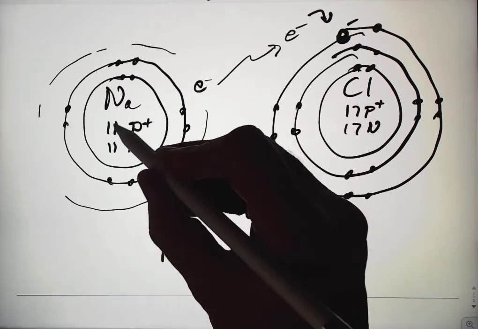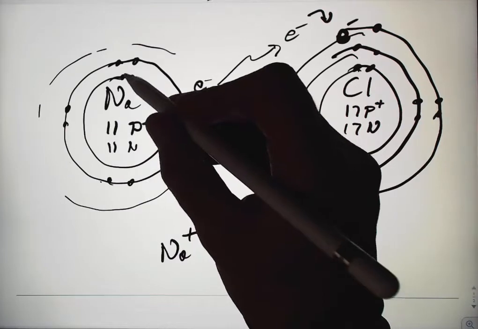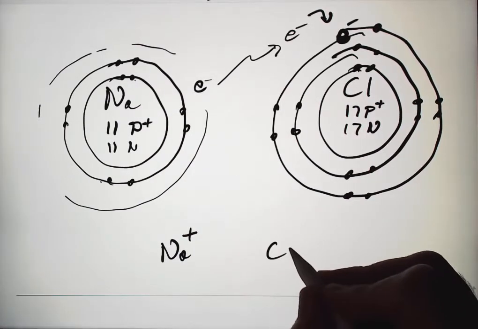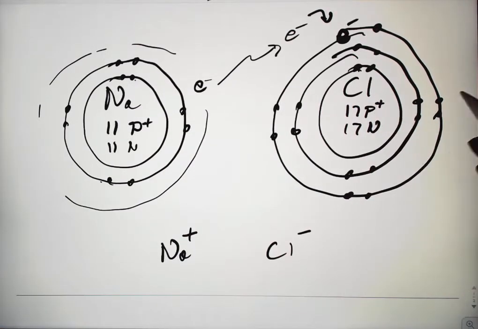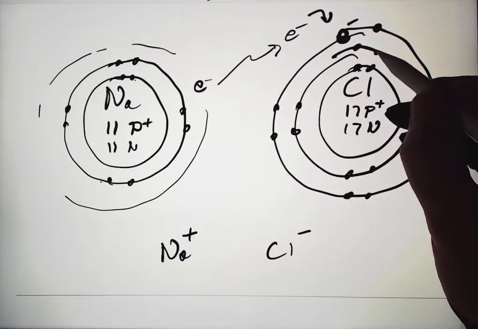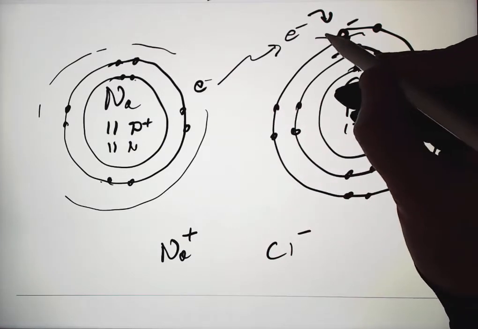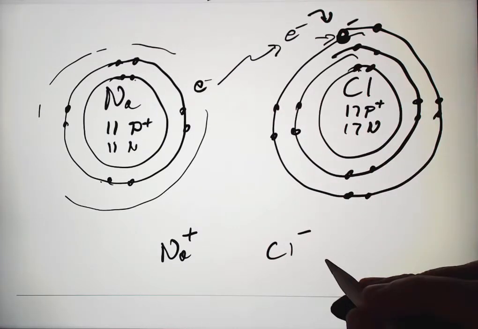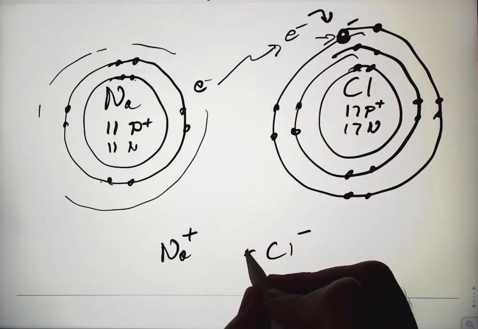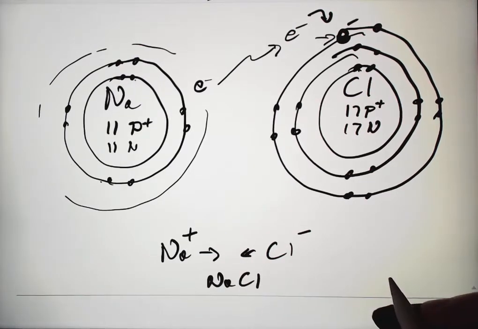It's got one extra proton relative to its 10 electrons, and a chloride that is negatively charged. It has 17 protons and 17 electrons, plus the extra 18th, so it is negatively charged. And those strong charges, opposites attract, and so you wind up with sodium chloride.